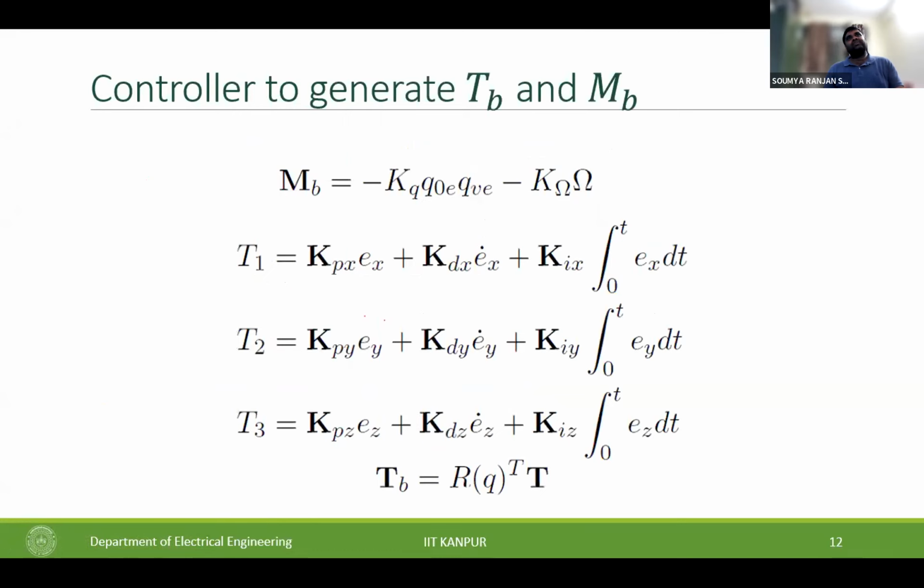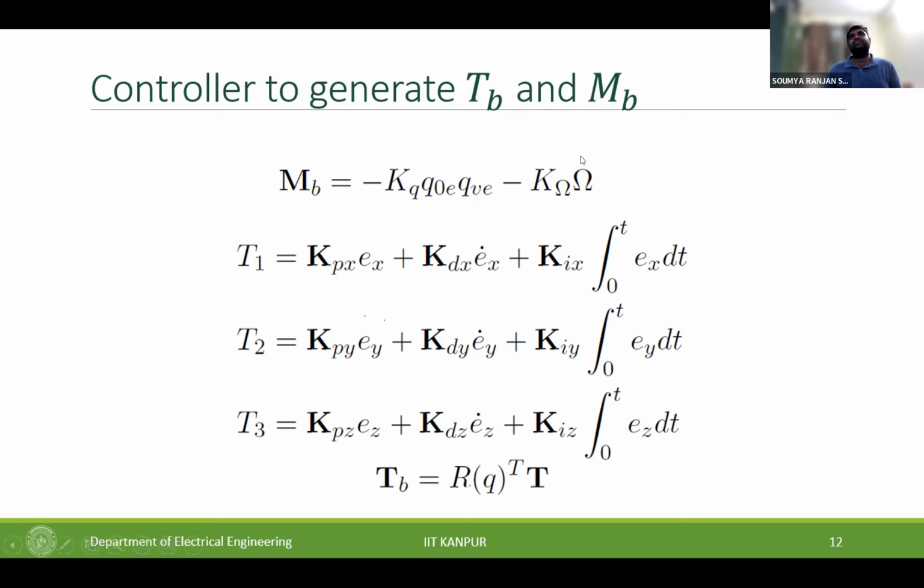So one such controller that can be designed given the dynamics that we had is this. This is a quaternion based controller. We have the quaternion error vector and the angular velocity vector. This is trying to follow a quaternion vector whose desired angular velocity is 0. So this is essentially a structure that replicates a PD controller.